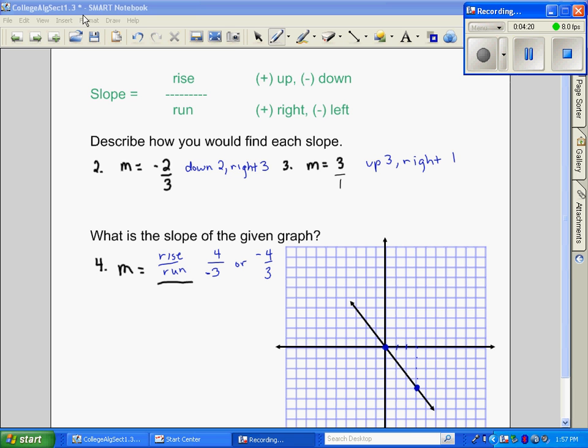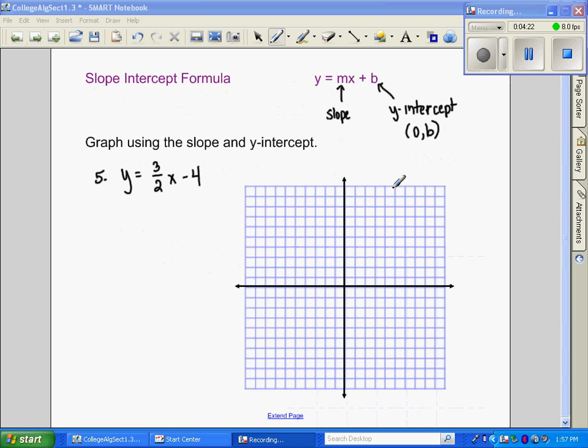The next thing we're going to talk about in this section is using the slope-intercept formula. You're going to be very familiar with this formula by the end, and it is most often used in a lot of the graphing: y equals mx plus b. Your m represents your slope and your b represents your y-intercept, which can also be represented as an ordered pair 0, b. They'll ask you to graph using the slope and y-intercept, and in number 5 they gave us y equals 3 halves x minus 4.